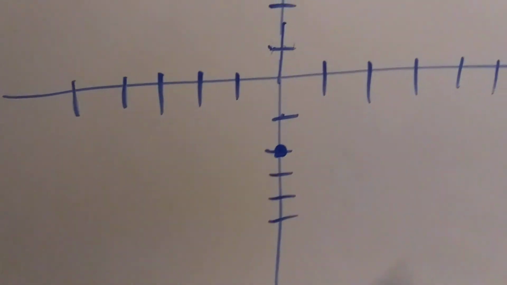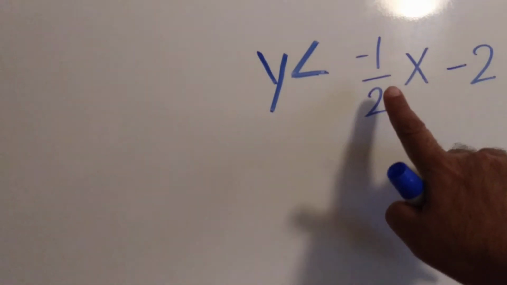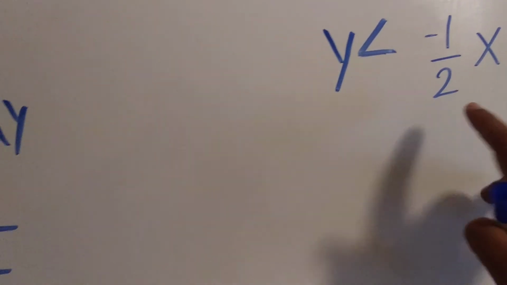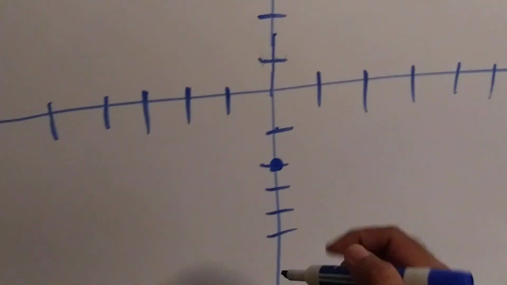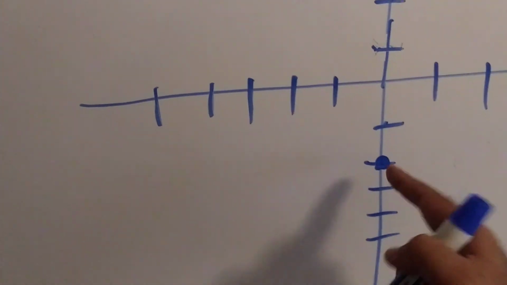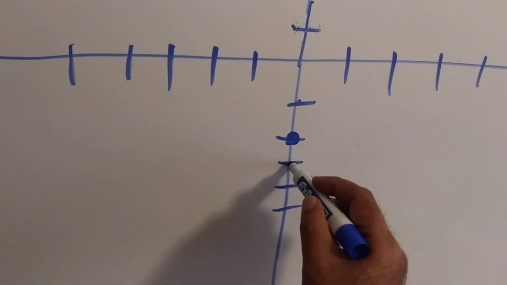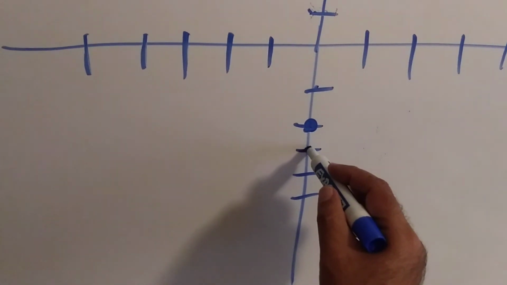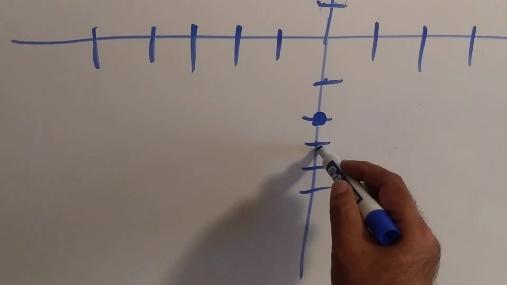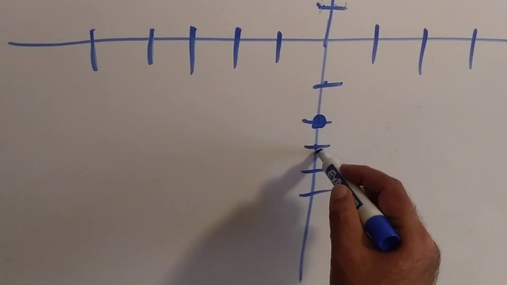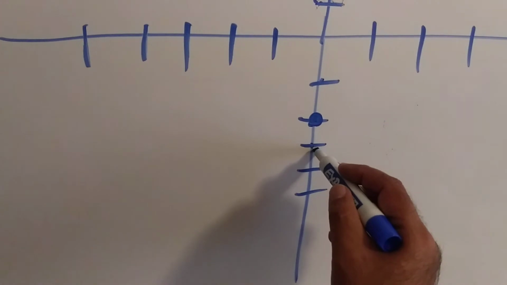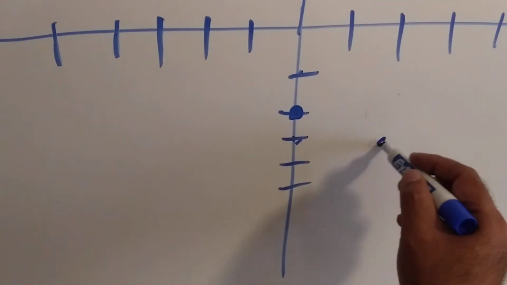From negative 2, let's look at our slope. Our slope is negative 1/2. So from this negative 2 y-intercept, we go down 1 because the rise went in the negative direction, and it's going to go positive 2 along the run, which is the x. So it'll be 1 and 2 right here.